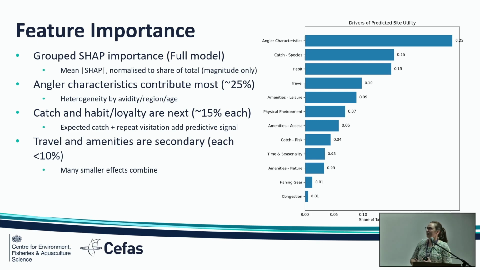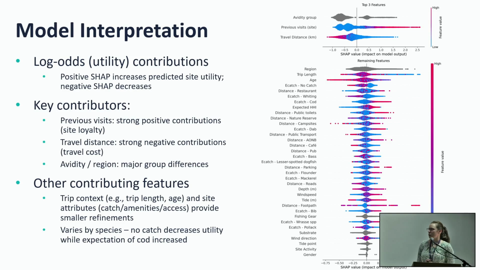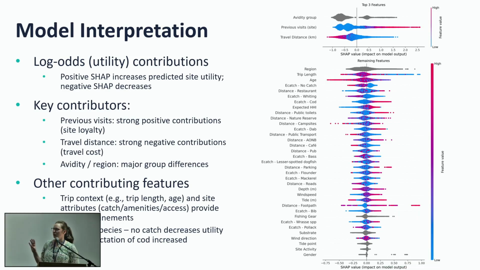And then what people expected to catch, like the different species that they wanted to catch, when you combine it all together, it was also the next most important. And then habit was also quite significant. And then the travel and amenities that were available at the site were more secondary to the key features. And then this gives you more of the direction as well. So this is the SHAP on a log odds scale. So I'll have to try and remember how to explain it.